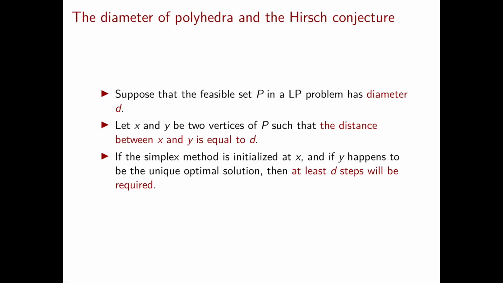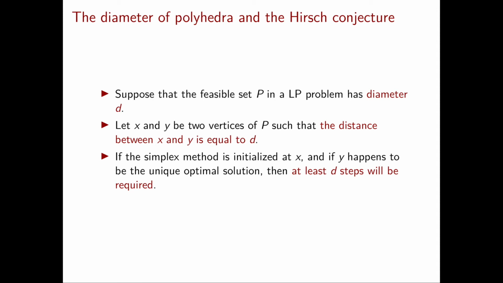Now that we've understood the concept of the diameter of a polyhedron, let's see how it connects to the simplex method. Let's say that our polyhedron P, representing the feasible region in our linear programming problem, has diameter equal to a number d. This means that there exist two vertices x and y of our polyhedron, such that the distance between x and y is equal to d.